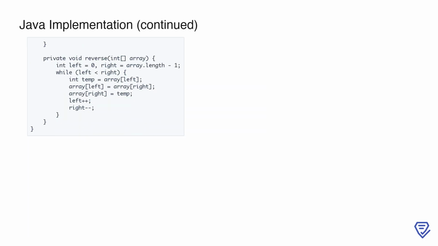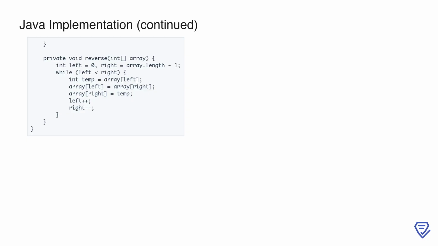To complete the implementation, we define a helper method called reverse. This method takes an array and reverses its elements in place. It uses two pointers, one starting at the leftmost element and the other at the rightmost. The pointers move toward each other, swapping elements at each step. This continues until the pointers meet or cross, ensuring the entire array is reversed.